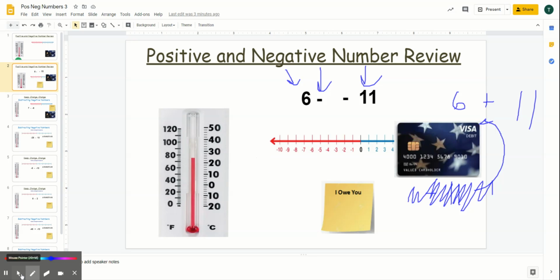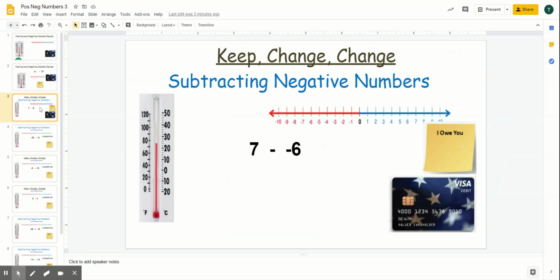So today's strategy is called keep, change, change. It's kind of an interesting one to use, and it's exactly what it says. You have three parts to it. Keep, that means you keep the first number exactly the same. So if it's negative, you keep it negative. If it's positive, you keep it positive. Now you're going to change the operation, and then you're going to change this number. Whatever sign it is, you're going to do the opposite.